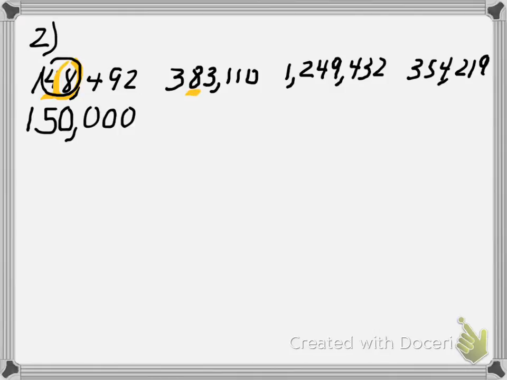So for our next one, the nearest 10,000 is the 8. There's a 3 next to it. And 83 would just round to 80. So that remains an 8. The 3 is not big enough to make it change. Everything after it becomes a 0. Everything in front of it stays the same.